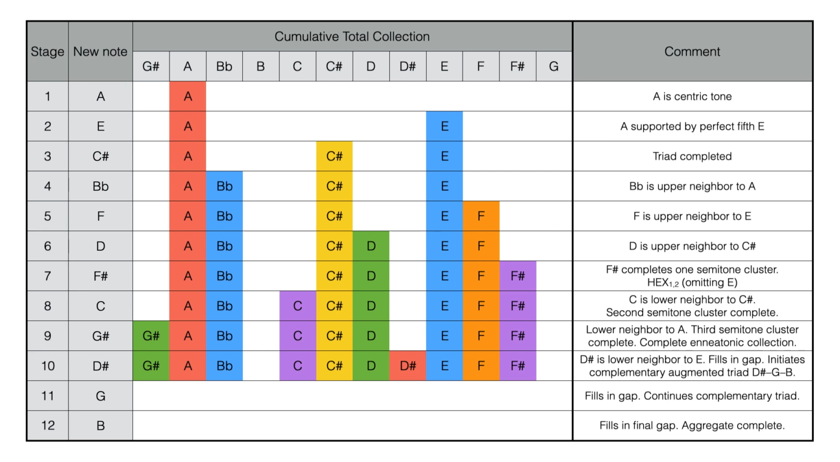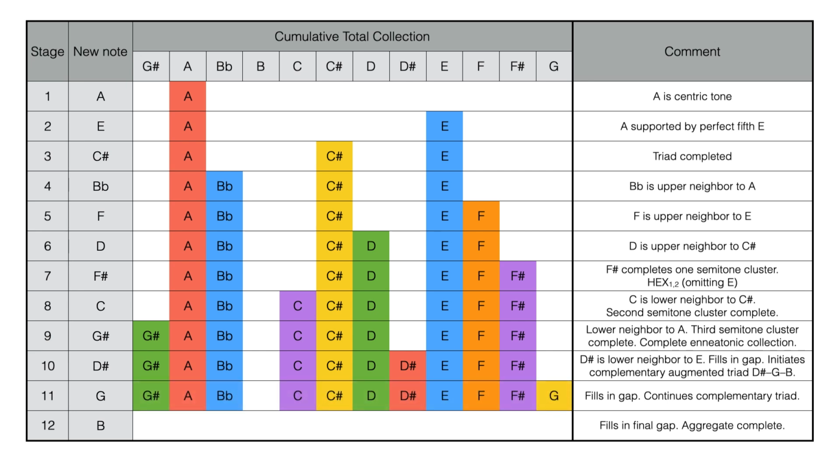It also initiates the augmented triad that is the complement of the enneatonic collection: D sharp, G, and B. In phase 11, one more gap is filled, and finally, the final gap is filled and the aggregate is complete.